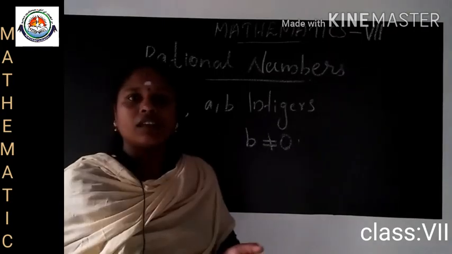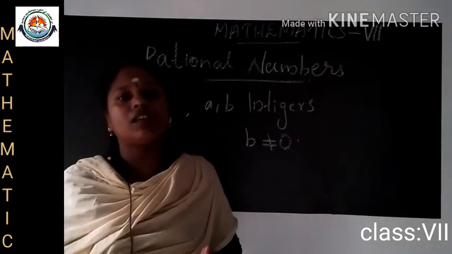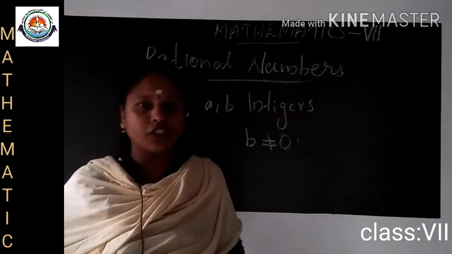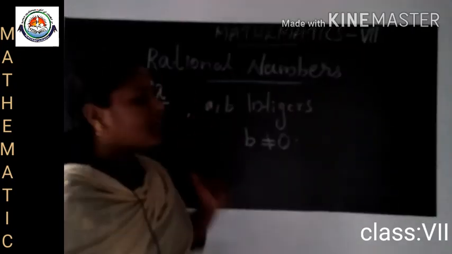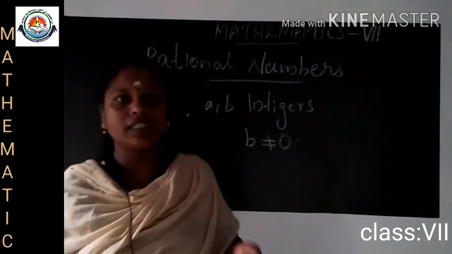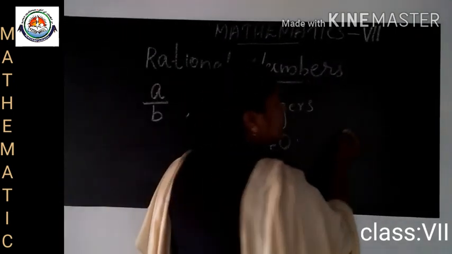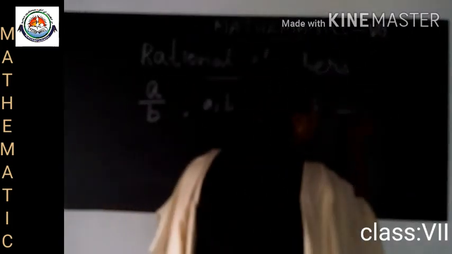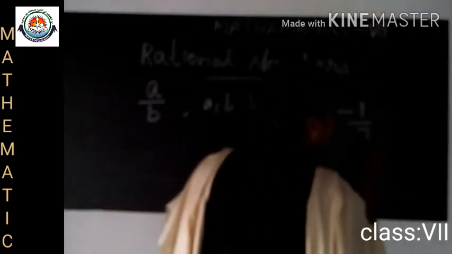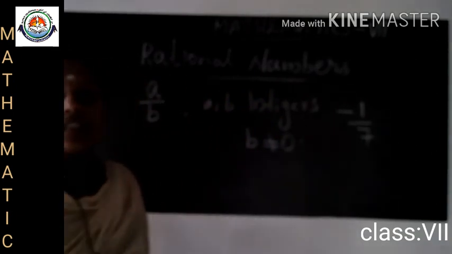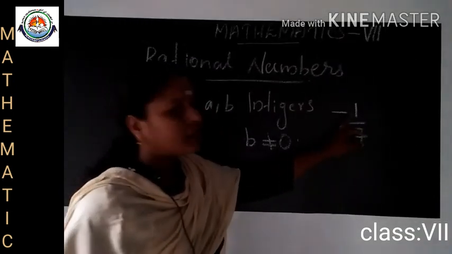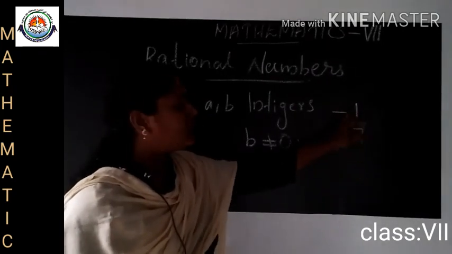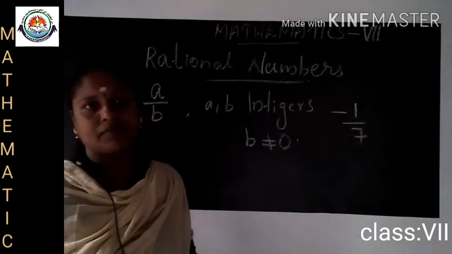Did you understand the difference between fraction and rational numbers? Fractions we can also express in the form of A by B, but A and B are natural numbers. Here A and B are integers. Integers means any positive and negative numbers. Listen here, negative 1 by 7. It is a rational number because the numerator is negative.